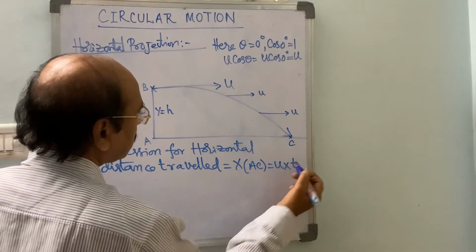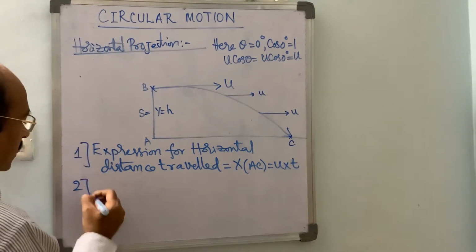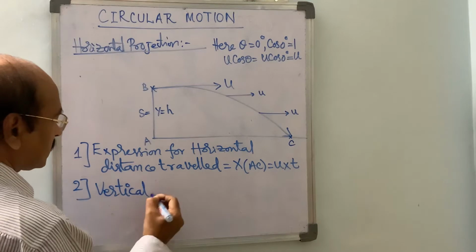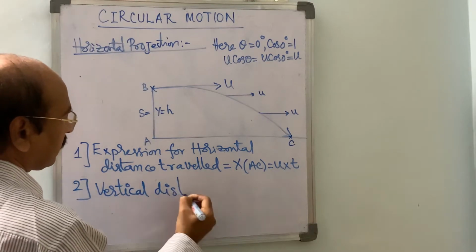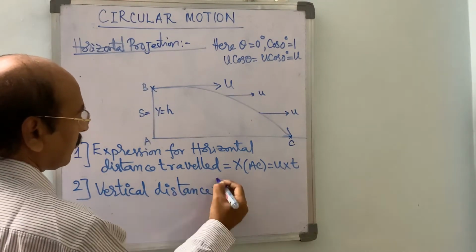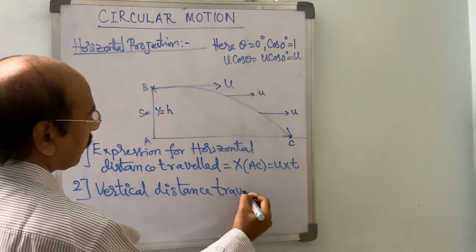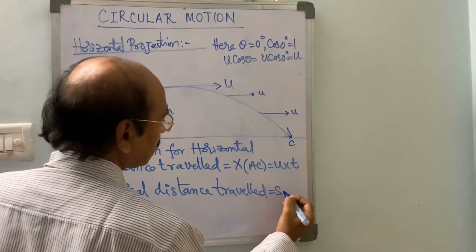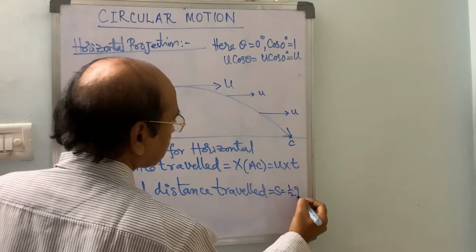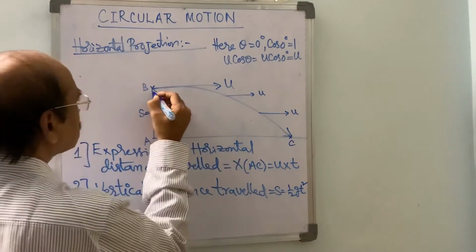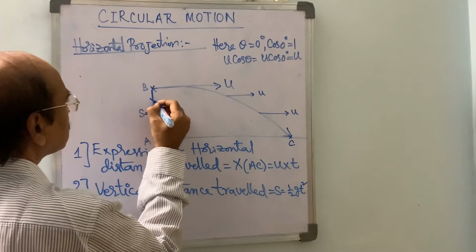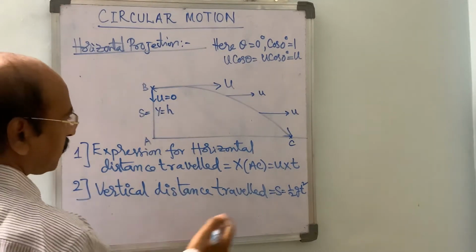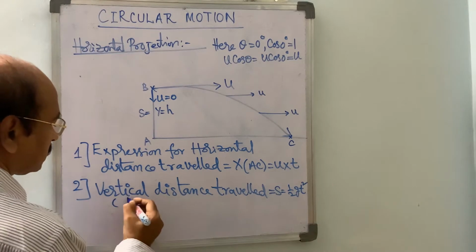u into t, and vertical distance traveled is s equal to half g t square, since vertical velocity is 0 in this direction at B, so u t plus half a t square.